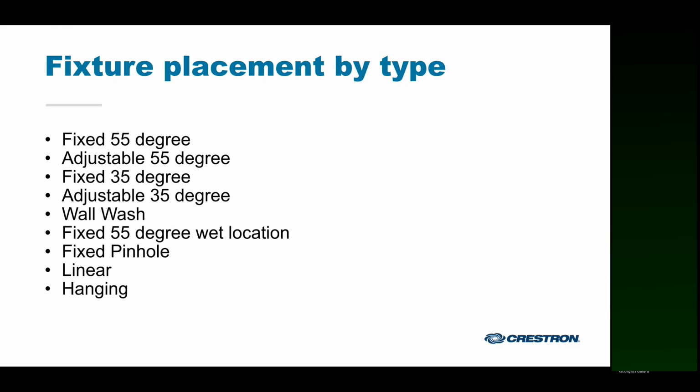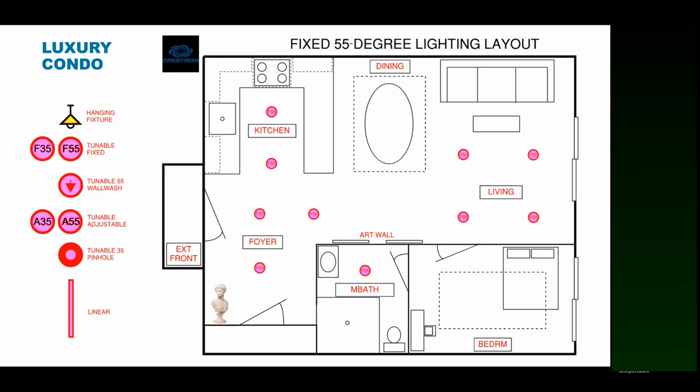Now that we've created my fixture library in LFCT, let's take a look on the plans where we will deploy each different fixture variation and why. Starting with the fixed 55-degree beam spread option, we will deploy this fixture for general lighting throughout the condo. A group of 3 fixtures illuminates the foyer. A group of 2 fixtures illuminates the kitchen floor. A grid of 4 lights brightens the living room, and a single fixture for basic lighting is in the bathroom.